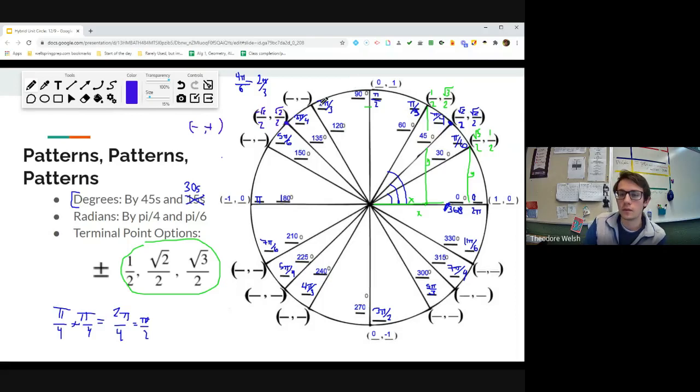Same with over here. Again, this is another 30, 60, 90 triangle. It's the same location here as pi over 3. So instead of being 1/2, root 3 over 2, it's just going to be negative 1/2, root 3 over 2. So it's the same terminal points as this first quadrant. You just change the signs because you're in a different quadrant. So over here, we'd have negative root 3 over 2, positive 1/2.